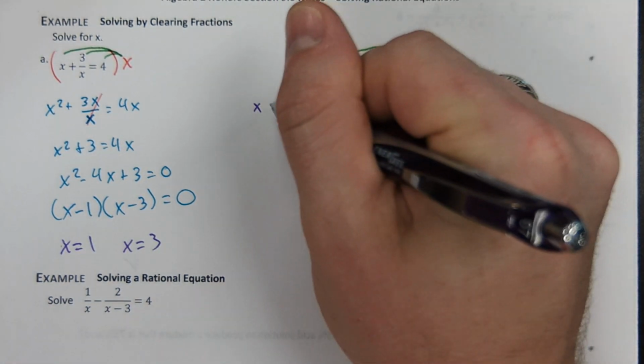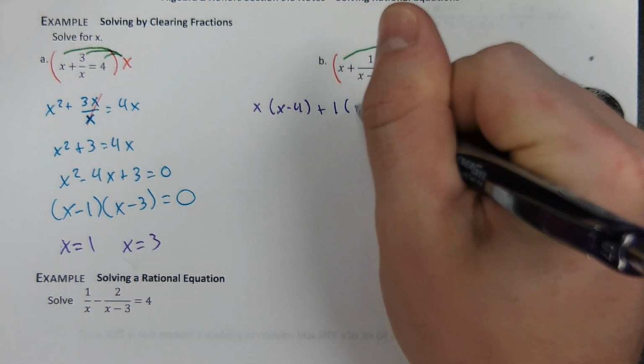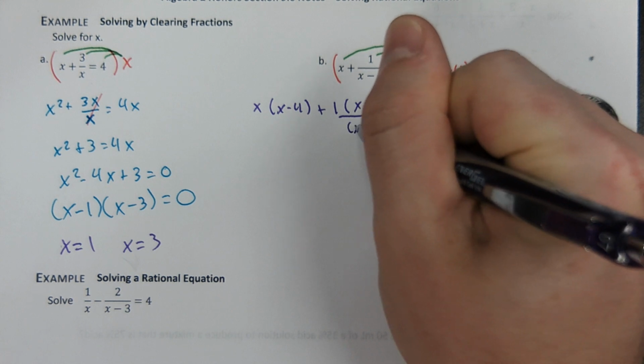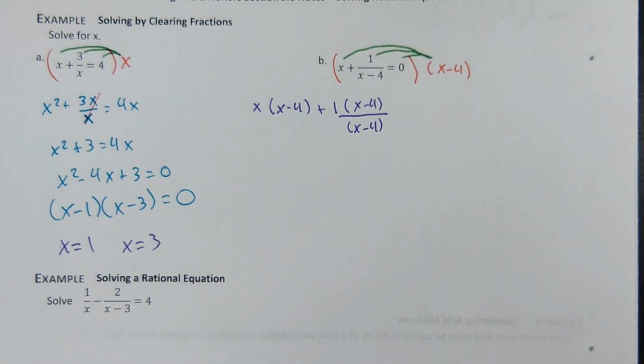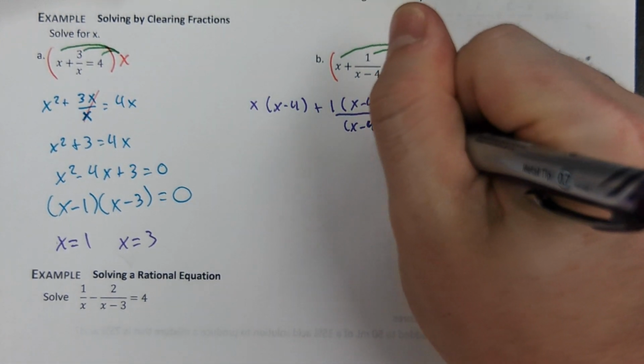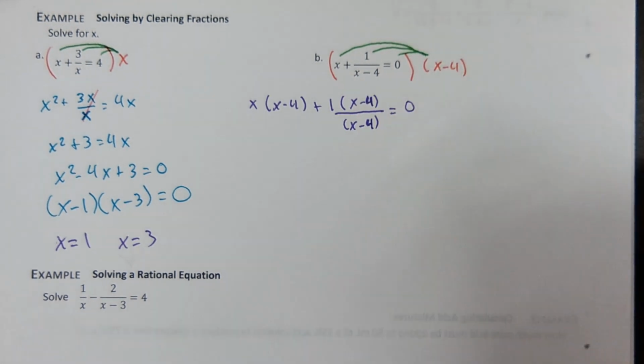So I have x times (x minus 4) plus 1 times (x minus 4) over (x minus 4). Man, I did the same thing in period 1. I didn't need these parentheses down here. Well, whatever, they're not wrong. I just didn't mean to write them. And 0 times everything is 0.